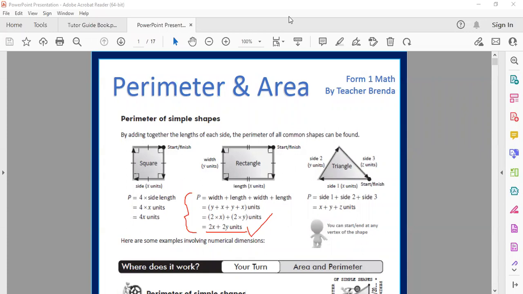Last thing, what if it's a triangle? Now, over here, you don't have a choice because if this is a scalene triangle, this is x, this is y, this is z. So, perimeter is x plus y plus z. There you go. Now, we go answer questions.